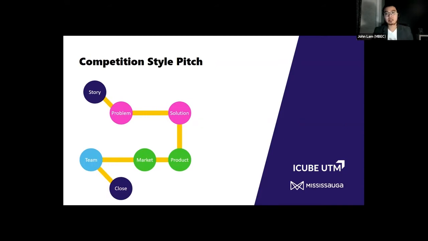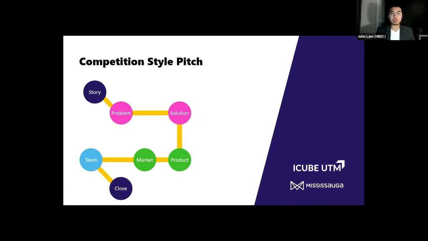Now, with all that said, this is not a one size fits all. You have to take a look at the competition that you're in. You have to take a look at the audience that you're presenting to, who might be the judges, what are their backgrounds, and how they might be receiving the information that you have, and then adjust this accordingly. All right, so not a one size fits all.